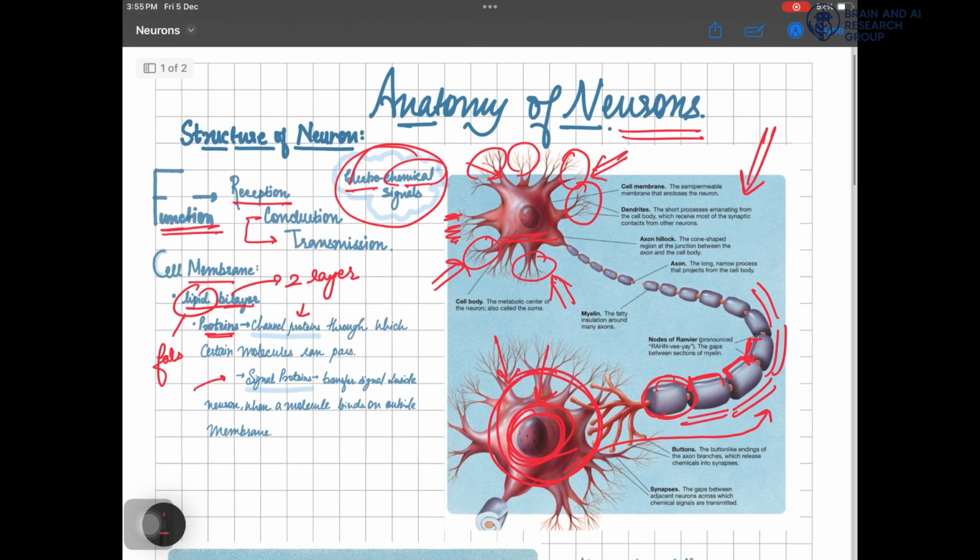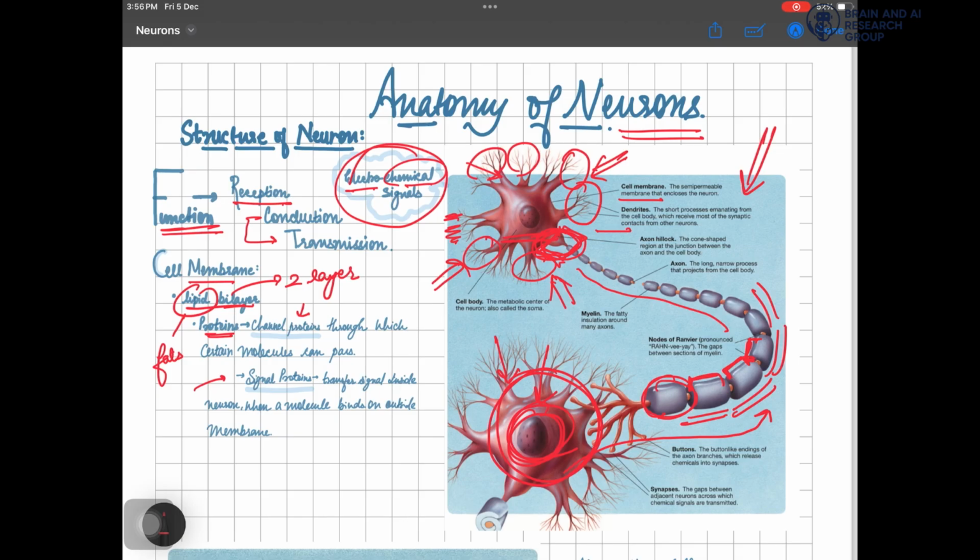Coming back to this diagram, there are other important aspects as well. We learned about the cell membrane, we saw the dendrites, we saw the axon hillock. So this point is known as the axon hillock, the cone-shaped region at the junction between axon and the cell body, which connects them basically. Then comes your axons, the long narrow process that projects from the cell body.